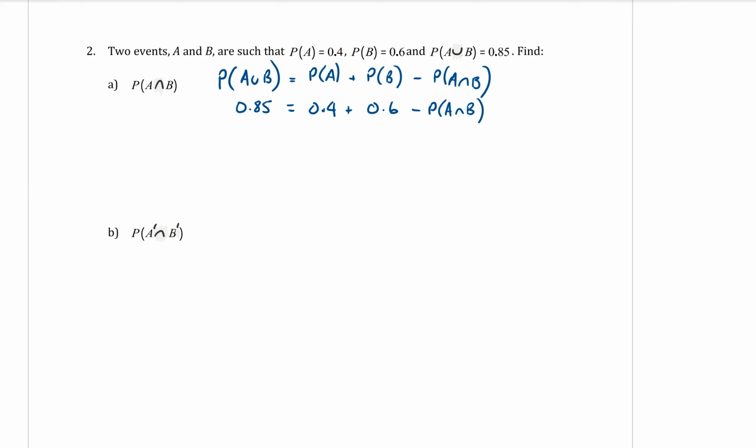First of all, what is 0.4 plus 0.6? 1. So we've got 0.85 equals 1 minus probability of A and B. Then, let's do a little switcheroo here. I want to add that across to that side to make it positive. You can see how it's negative there. You'd add that across there and you subtract the 0.85 back to the other side.